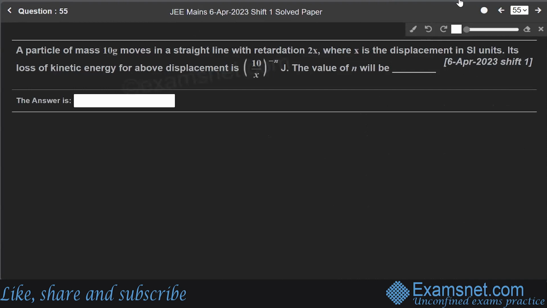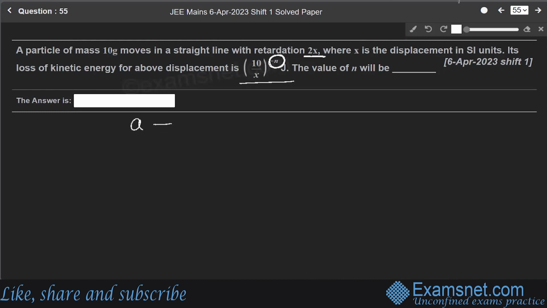Now the next question is: a particle of mass 10 gram moves in a straight line with retardation 2x. Here we are given the retardation, where x is the displacement in SI units. Its loss of kinetic energy for the above displacement is 10^(-n) joule. We have to find the value of n.